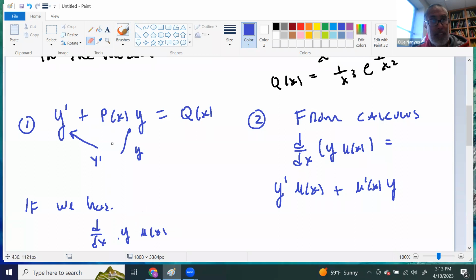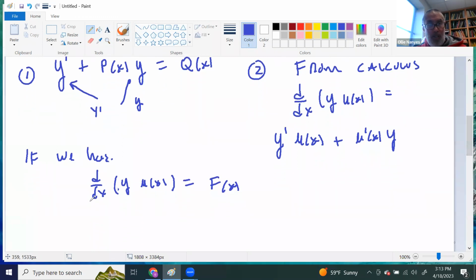so let's get this straight here. If you had this equal to some, let's say, f of x, then this part right here is a perfect derivative, meaning it's a derivative of something. You could then integrate both sides with respect to x.